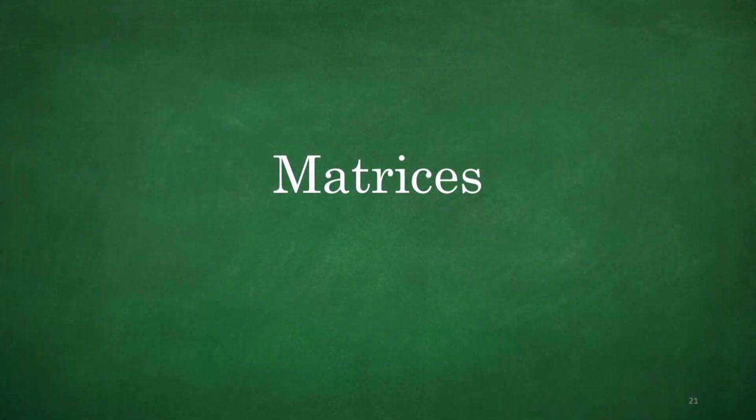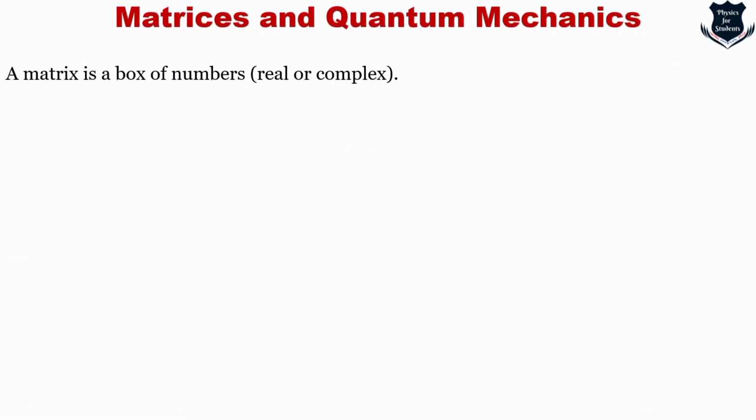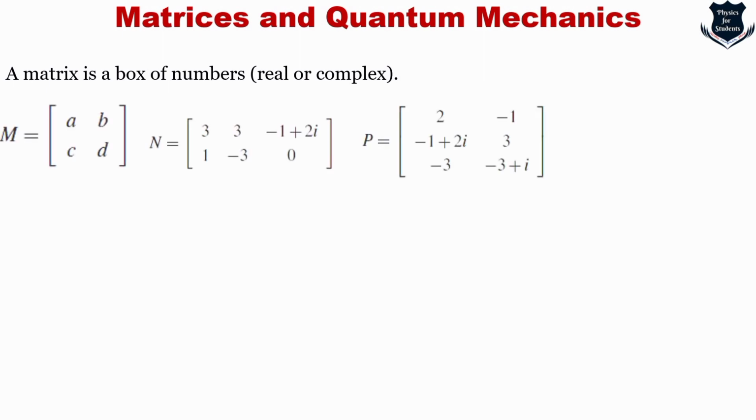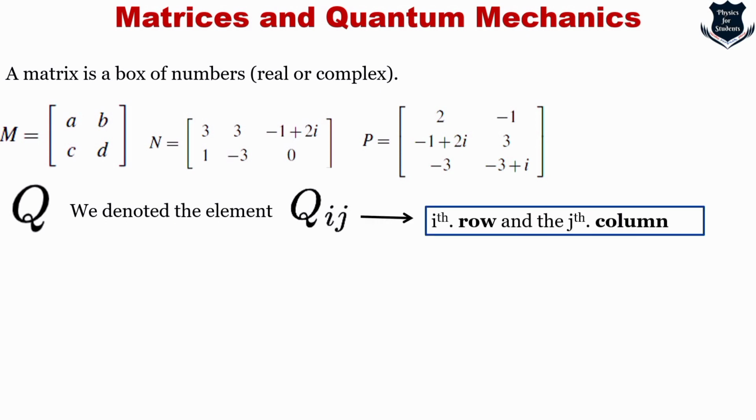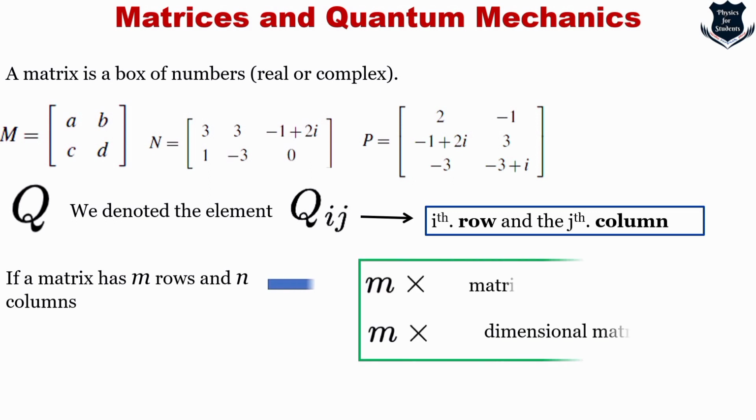Okay, because the video is going quite long, I will just touch base on matrices. A matrix is basically a kind of box, a representation of real or complex numbers. Matrices can look something like this, right? All these are matrices. Given a matrix Q, we denote the element Q sub ij as the element in the ith row and the jth column. If a matrix has m rows and n columns, the convention is to say that it is an m by n matrix, or an m by n dimensional matrix.